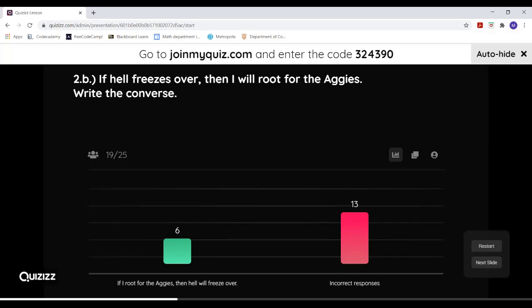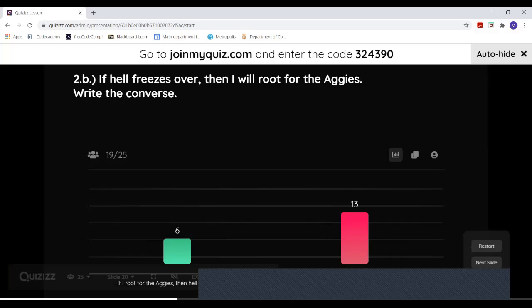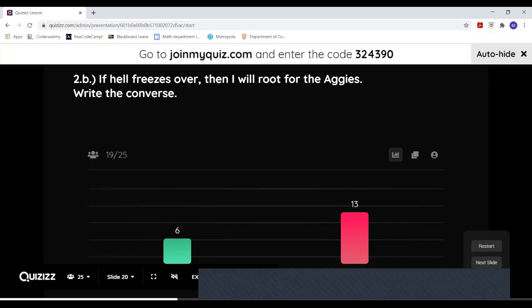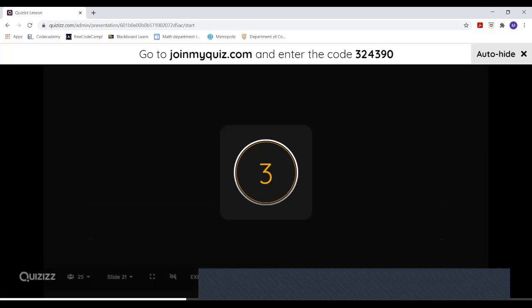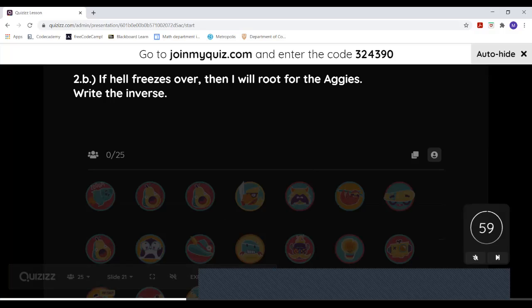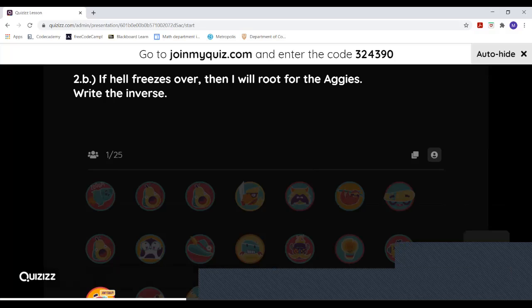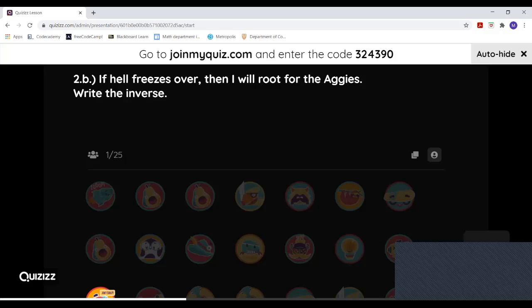Okay, so if I root for the Aggies, then hell freezes over. Hell will freeze over. I think most of you were in the correct sort of ballpark. It's probably just the computer being silly. If you're not and you have questions, now's the time to ask them. Why are things the way they are? So write the inverse. What does the inverse of this look like? Now is a good time to get the practice in because you're going to have to do one of these on your own.